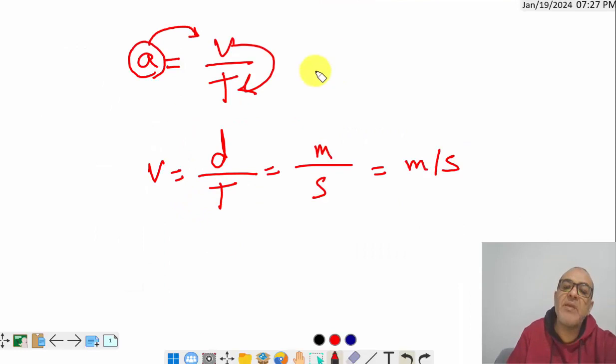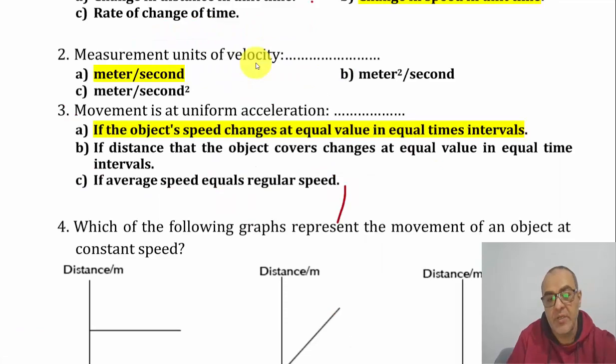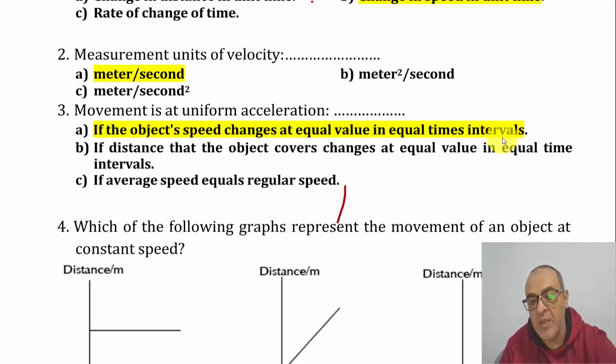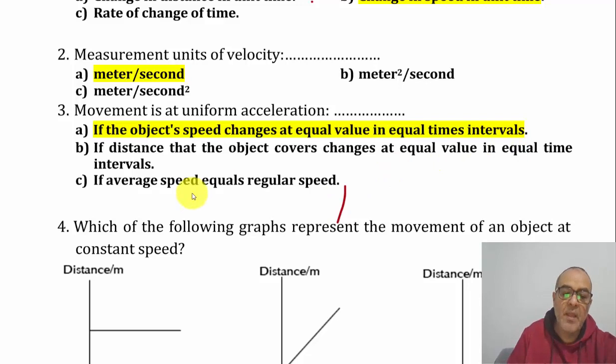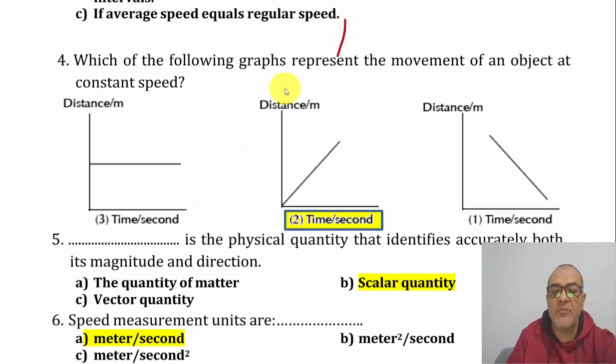Uniform acceleration means the difference in speed is regular, or the change in speed is regular. So the object's speed changes by equal values in equal time intervals. The fourth question: which of the following graphs represents the motion of an object at constant speed?